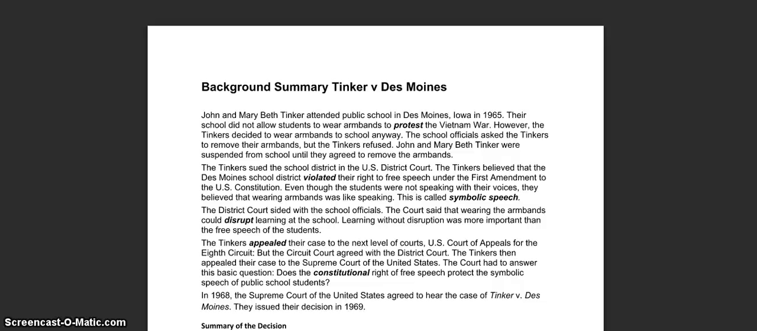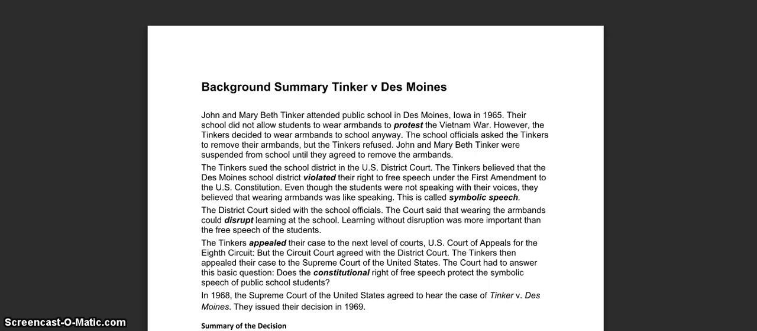The Tinkers believed that the Des Moines School District violated their right to free speech under the First Amendment to the United States Constitution. Even though the students were not speaking with their voices, they believed that wearing armbands was like speaking. This is called symbolic speech. The district court sided with the school officials. The court said that wearing the armbands could disrupt the learning at the school. Learning without disruption was more important than the free speech of the students. The Tinkers appealed their case to the next level of courts, the U.S. Court of Appeals for the Eighth Circuit. But the Circuit Court agreed with the District Court.